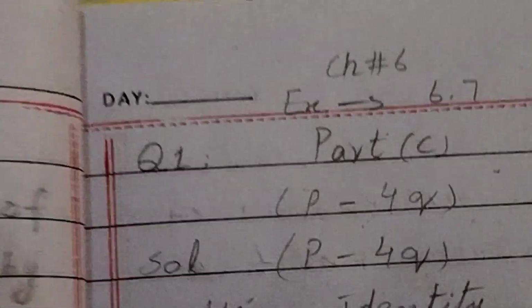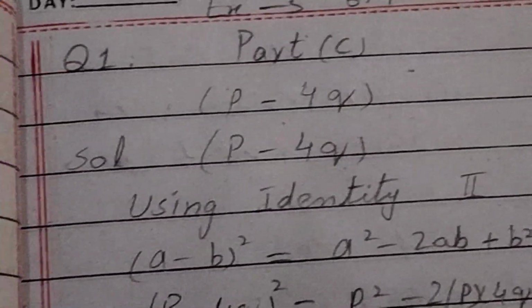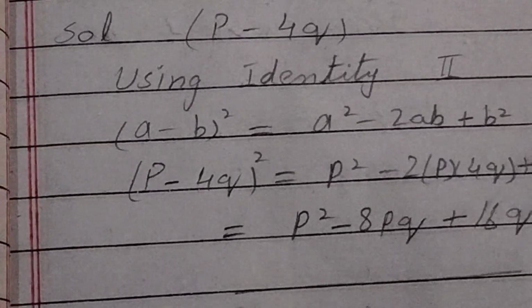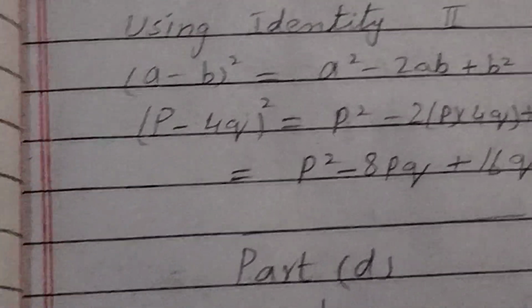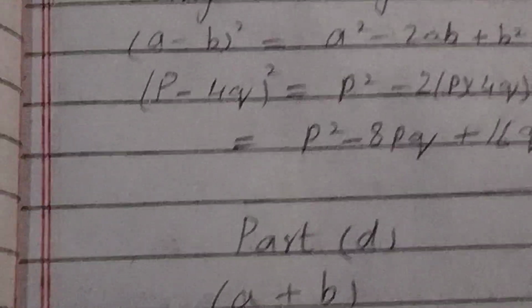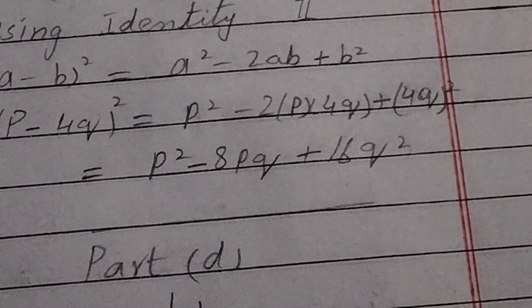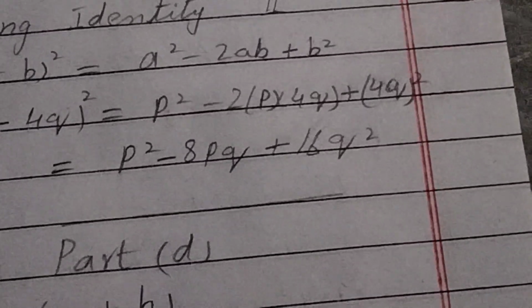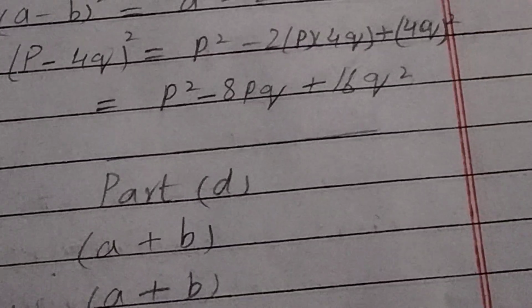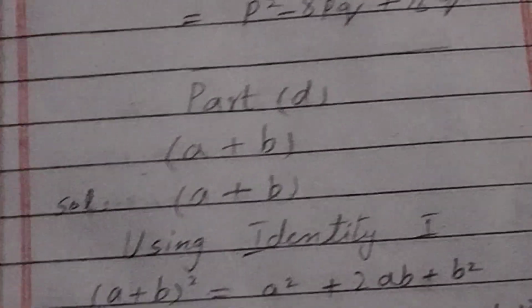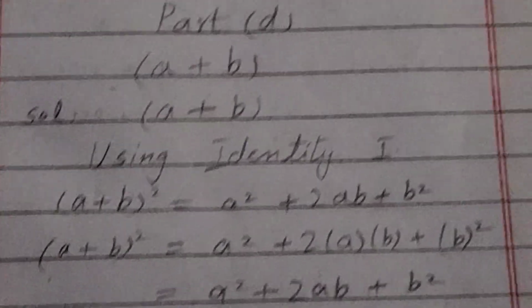Part C, using identity number 2 we solve, putting the values of this part. So p minus 4q whole square is equal to p square minus 2 times p times 4q plus 4q square. So we will get p square minus 8pq plus 16q square, which is the square of 4.